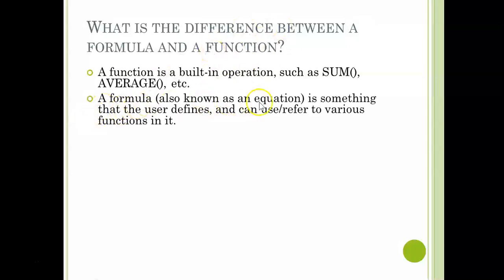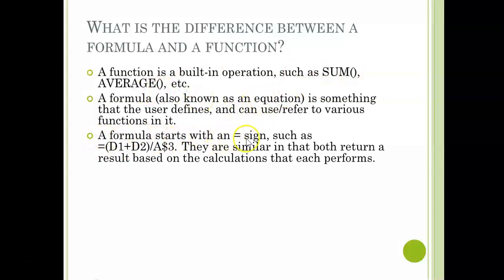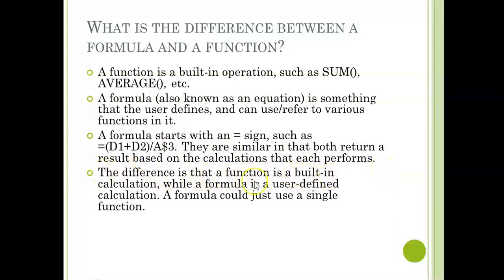A formula, also known as an equation, is something that the user defines and can refer to various functions in it. So if we make up our own formula, we could say equals a1 plus a3. That is a formula. It's something that we have defined. We're not using something that was built in, like sum or average. A formula starts with an equal sign, such as equals d1 plus d2 divided by, and this is an absolute style reference to a3. They are similar in that both return a result based on the calculation that each performs. The difference is that a function is a built-in calculation, while a formula is a user-defined calculation.